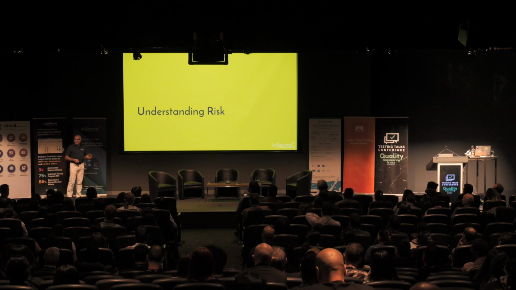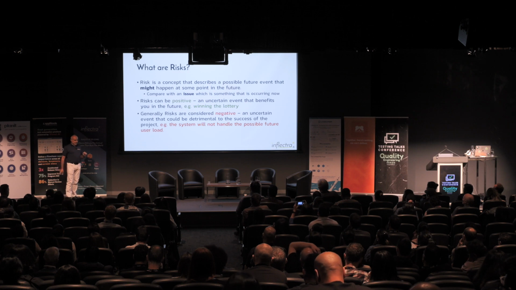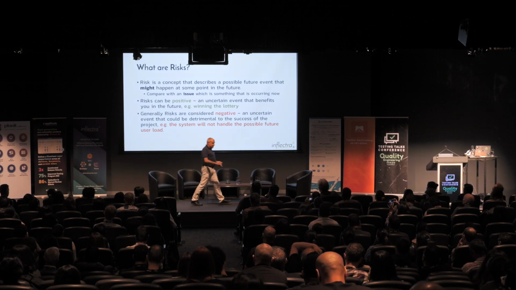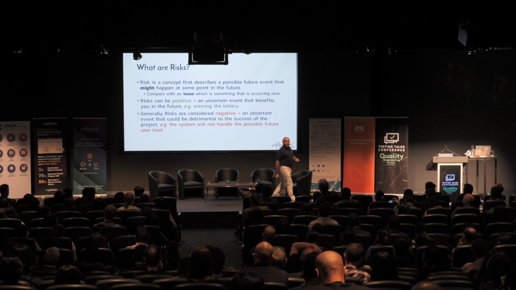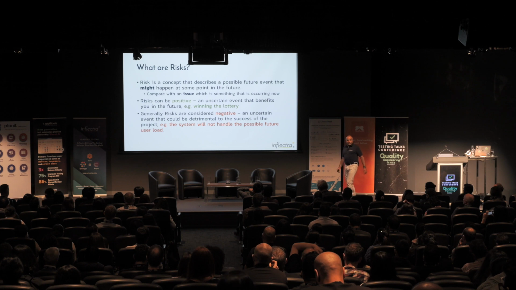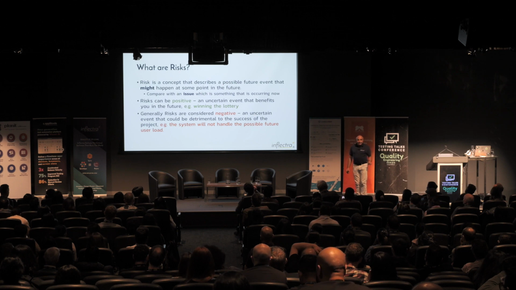But first of all, let's talk about risks. Because everyone, I think, understands issues. People always have issues. But risks are a little more of a fuzzy concept. So risks are basically a future event. So it could be you win the lottery. It could be that lightning hits your data center, and there's a catastrophic explosion, and the roof caves in, and all your servers are destroyed. Who knows?